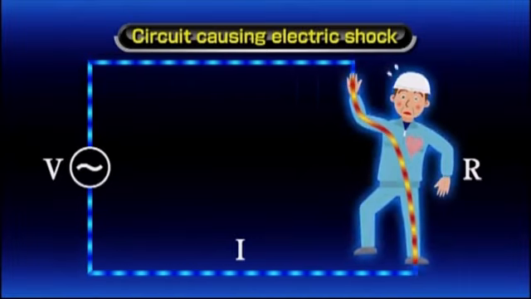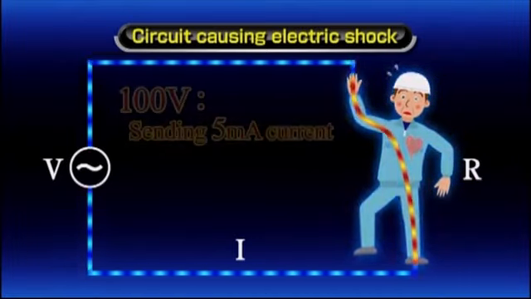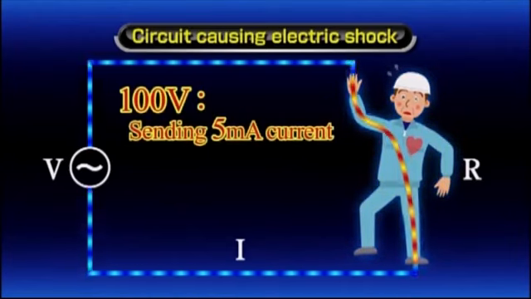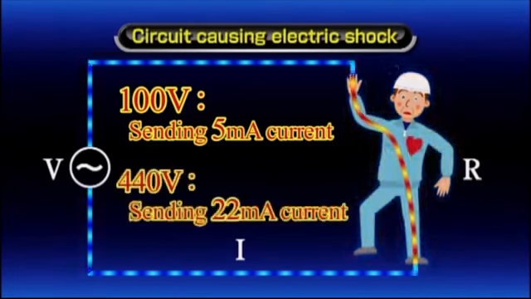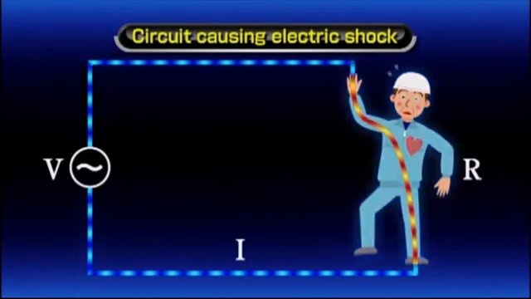Assuming that dry skin offers a resistance of 20 kiloohms, coming into contact with standard household voltage of 100 volts will send a current of 5 milliamps flowing through your body. Increase this to 440 volts and the current flowing through your body rises to 22 milliamps.